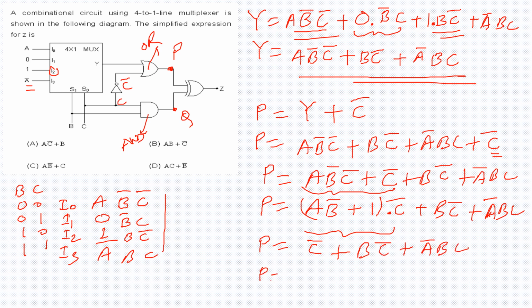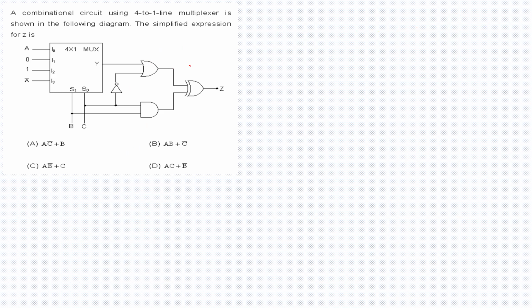Now for your P, you can take this C bar as common: 1 plus B, plus A bar B C. Now again this is going to be 1, because ORing of 1 with something will always give you 1. So my P is C bar plus A bar B C. So now I've got my P. Now I require only Q here, so let us do that.